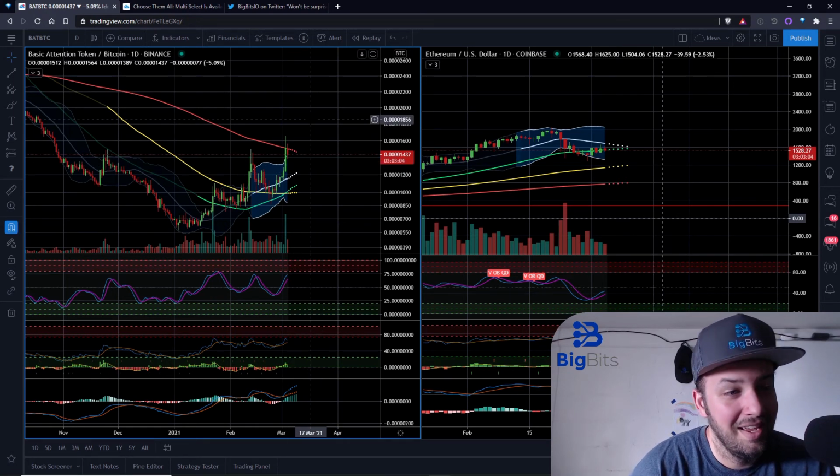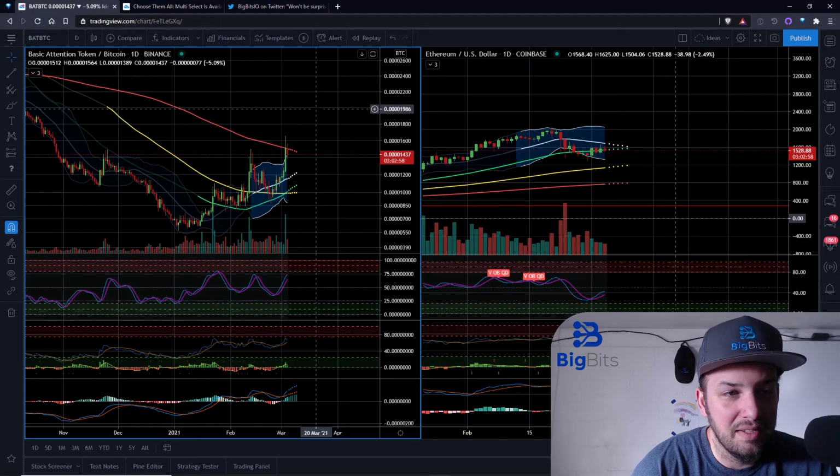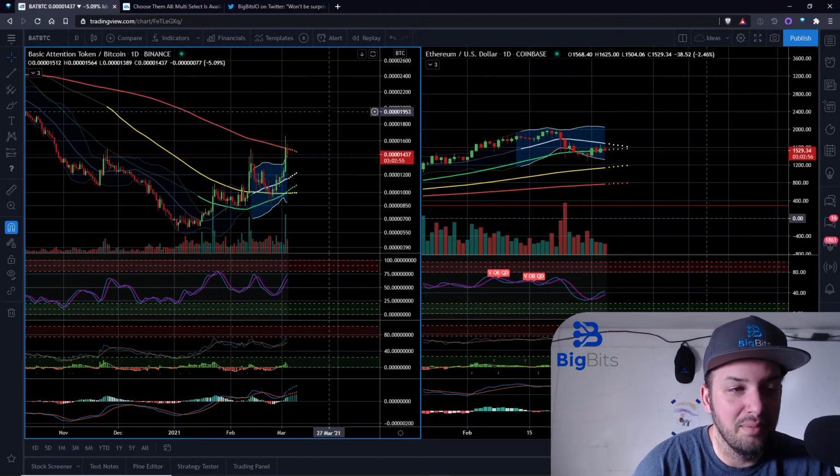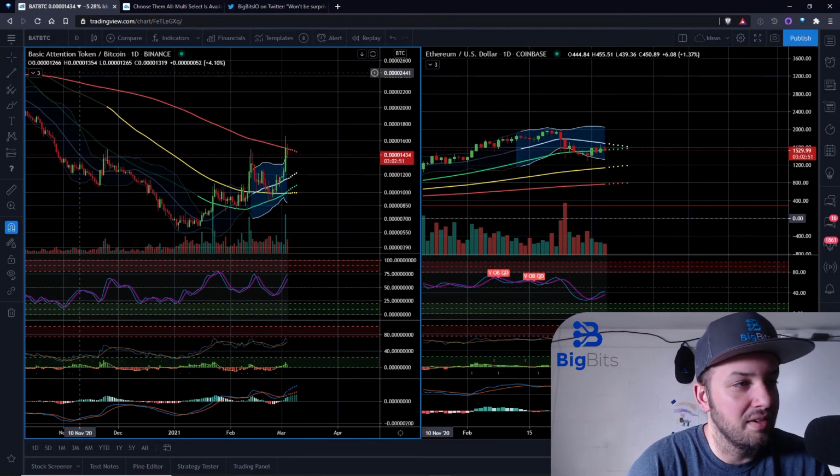So I don't know. It's like I want to outsmart the market, but the TA right now is telling me to be super patient, and I'm going to do that. So we'll see how things go.